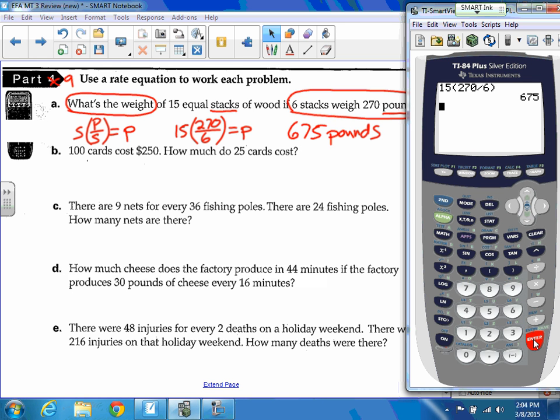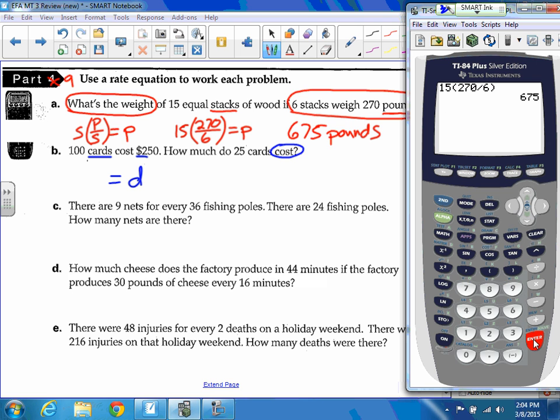All right, so let's take a look at letter B. It says 100 cards cost $250. How much do 25 cards cost? Okay, again, I want to identify my two units, and it looks like my two units are cards and then dollars. So I need to decide which one of those units answers my question. My question is, how much do 25 cards cost? Okay, cost is going to be in dollars. So for my letter equation, I know it's going to equal D for dollars.